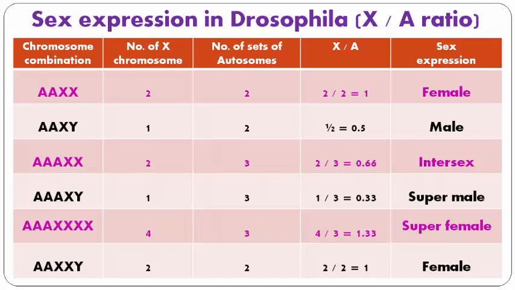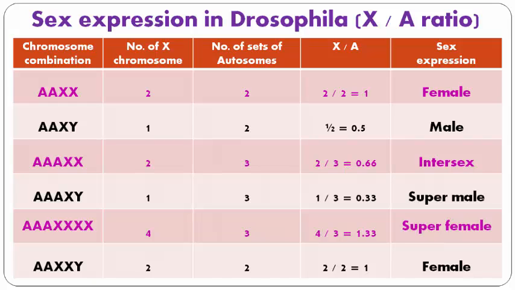AAXY: number of X chromosomes 1, number of sets of autosomes 2, X to A proportion 1 by 2, that is 0.5. AAAXX: 2 X chromosomes, 3 sets of autosomes, 2 is to 3, that is 0.66. It is showing the intersex. AAAXY: X chromosome 1, sets of autosomes 3, 1 is to 3, that is 0.33, super males.